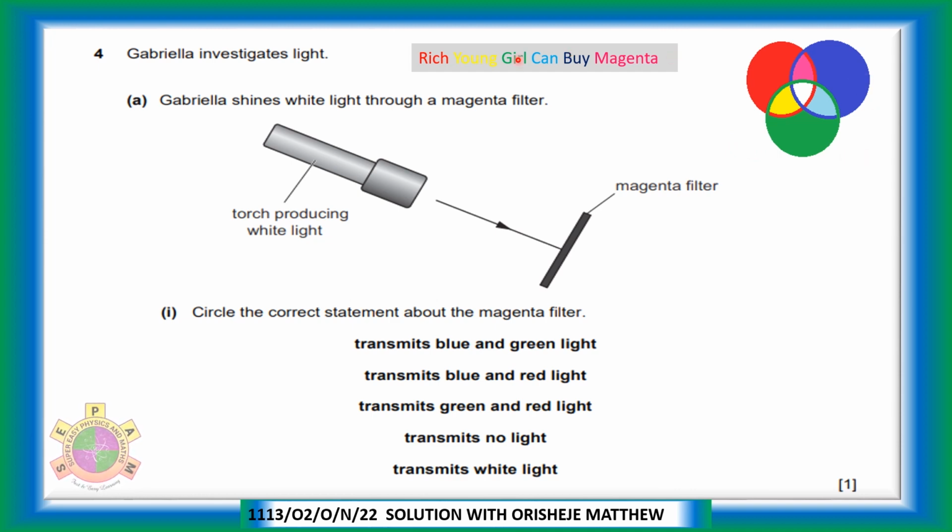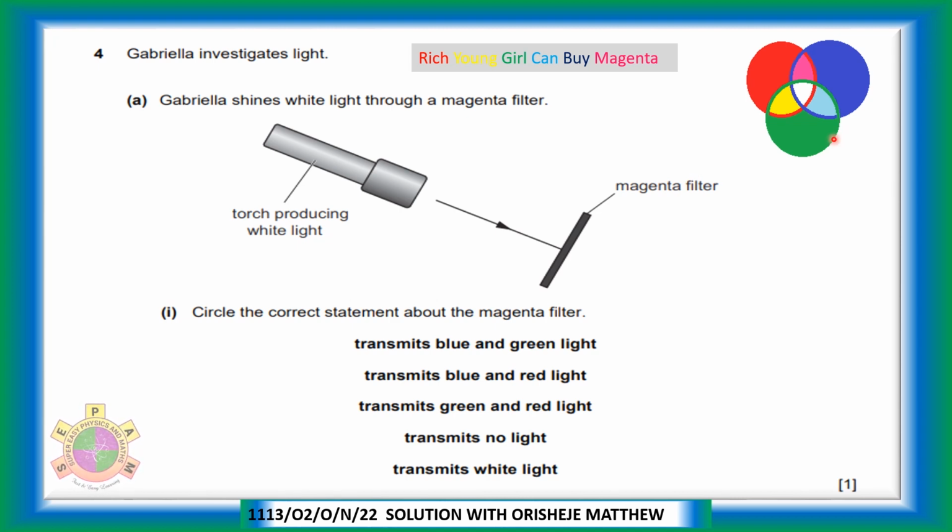Rich is for red, young is for yellow, girl is for green, can is for cyan, buy is for blue, then you have magenta. So if you go in that order, that is the way you can remember them. And once you remember that, you can use it. Now this is the way a filter operates.